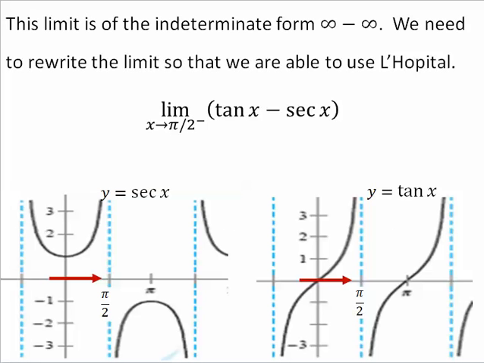Now, this limit is of the indeterminate form infinity minus infinity, very dangerous to work with. We need to rewrite the limit so that we are able to use L'Hopital's rule. Infinity minus infinity is not 0. It's an indeterminate form, meaning it could be anything. So we want to know in this situation what the limit is. So we're going to rewrite it.